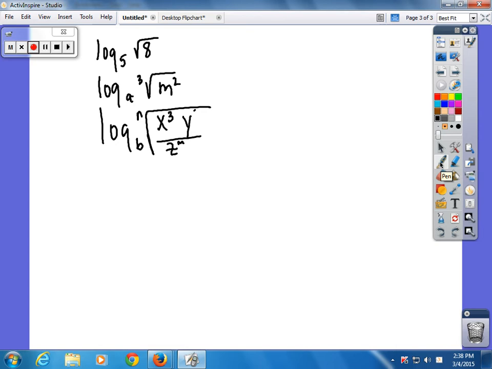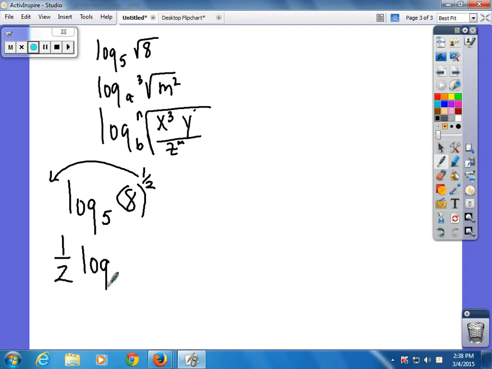All right. So, log base 5 of 8 to the what? 1/2 power. And what can we do with that 1/2? Bring it out front. 1/2 log base 5 of 8. Change base formula. 1/2 log of 8 over the log of 5.